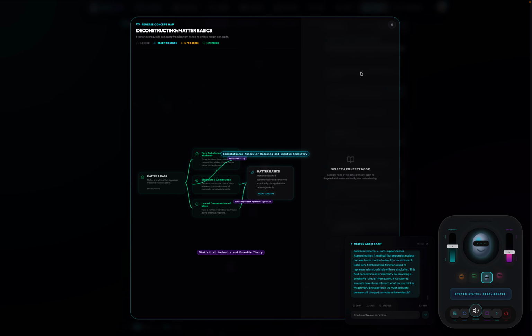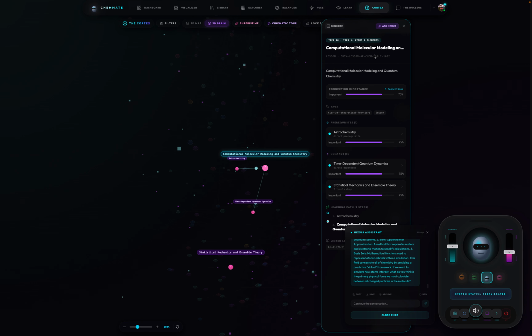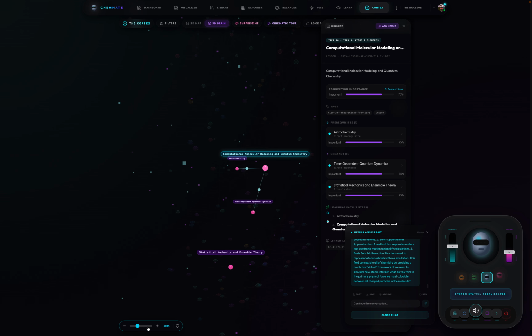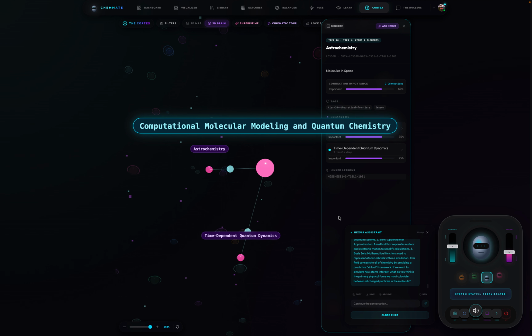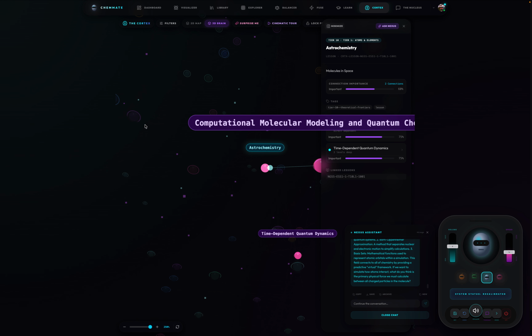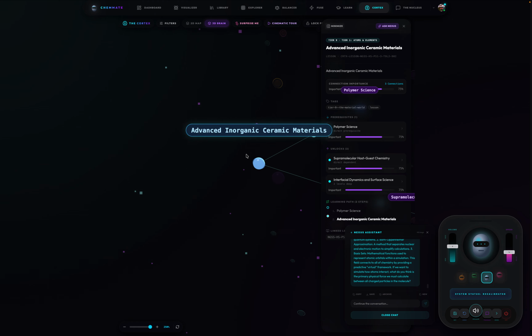To approach this, you must first master: 1. Schrödinger equation, the foundational wave equation describing the energy and behavior of quantum systems. 2. Born-Oppenheimer approximation, a method that separates nuclear and electronic motion to simplify calculations. 3. Basis sets, mathematical functions used to represent atomic orbitals within a simulation.